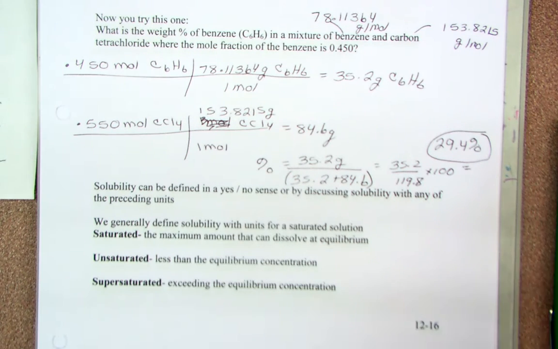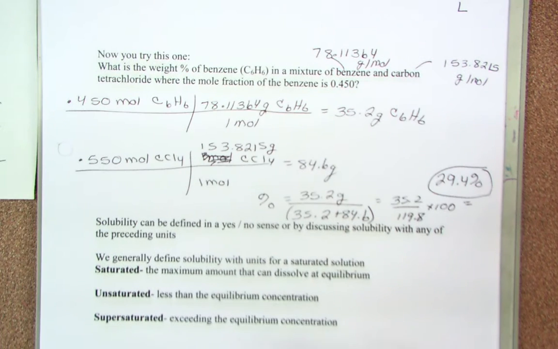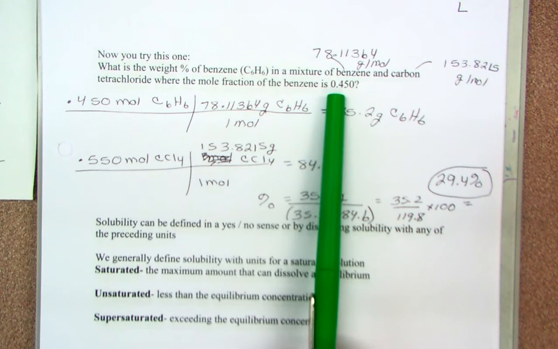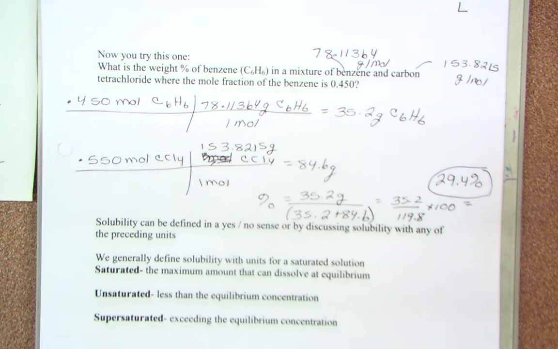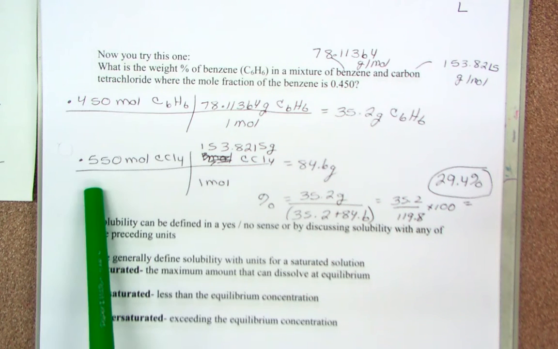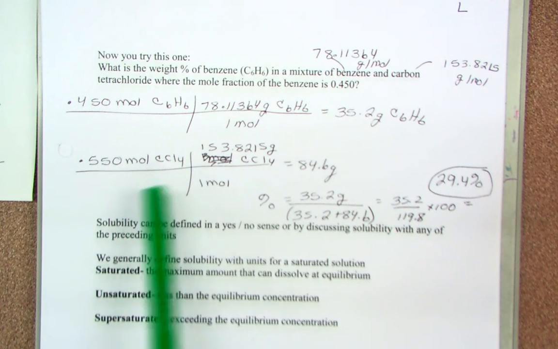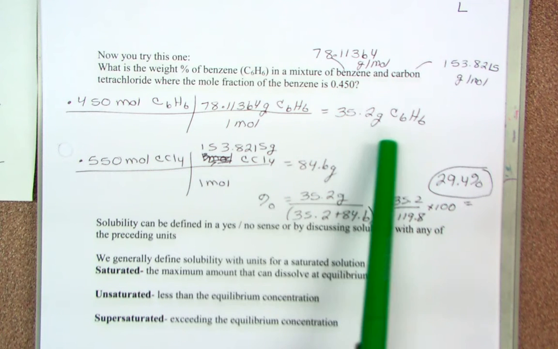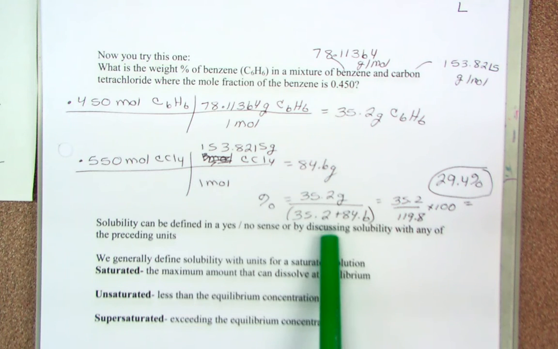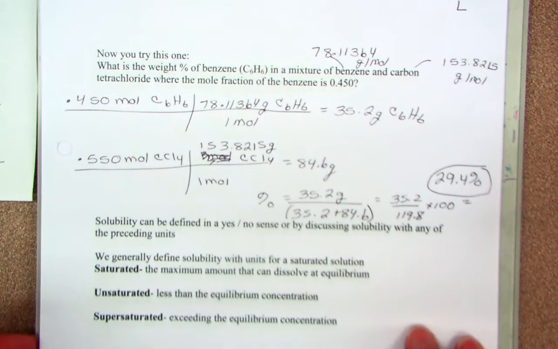Okay, let's go ahead and take a quick look at this problem. I know we already reviewed it, but I do want to get it on the video. So when we know that the mole fraction is 0.450, the easiest way that I found was to assume I have 1 mole total, which means I have 0.450 moles of benzene and 0.550 moles of carbon tet. Then using the molar masses, I can change them each into grams and calculate percentage. Grams of benzene divided by the total grams times 100, we get the percentage. Okay, I just wanted to get that on the video.